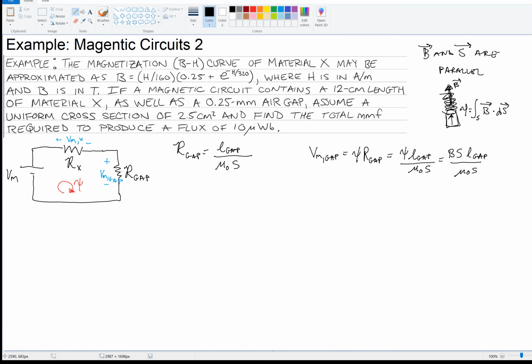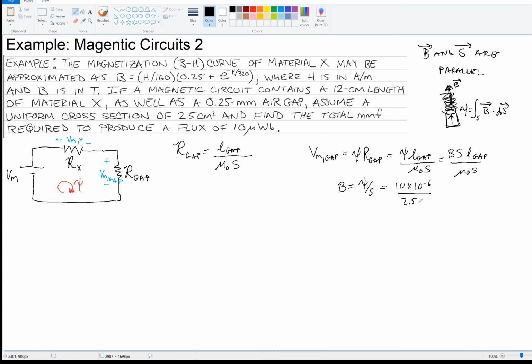All right, and so what I can do here is rearrange this a little bit and say that B is the flux over S, okay, and then I can plug in the flux is 10 times 10 to the minus 6, micro is 10 to the minus 6, Weber, over the cross-sectional area.